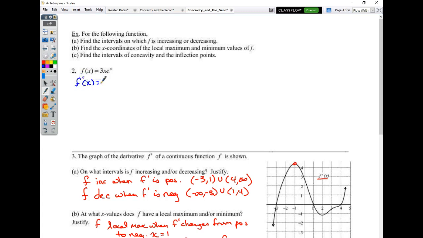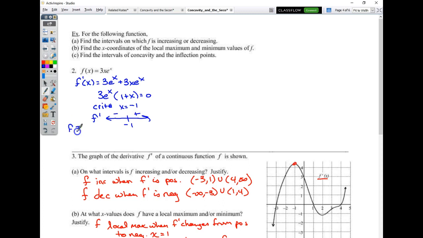This is a chain rule. So this is 3e to the x plus 3x e to the x. So when I factor this out, I can factor out a 3e to the x times 1 plus x. Set that equal to 0. The only critical number is x equals -1. So if I'm looking at my f prime graph at -1, our function will be negative on the left and positive on the right.